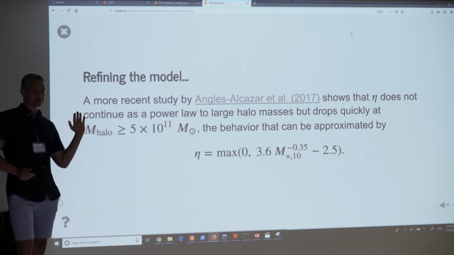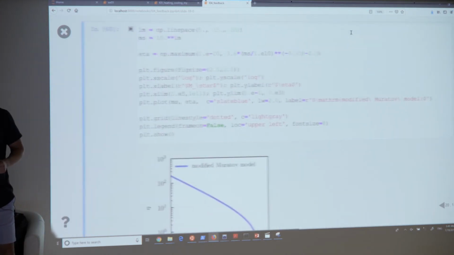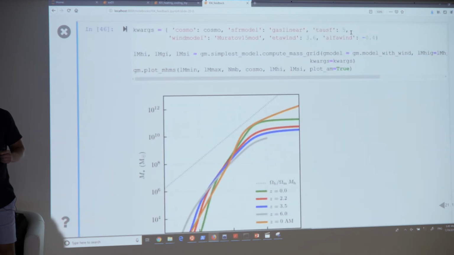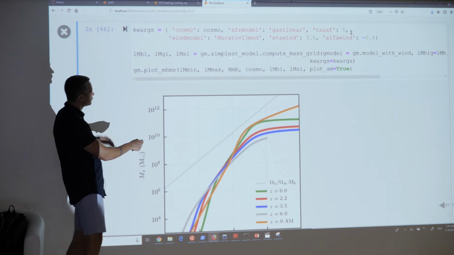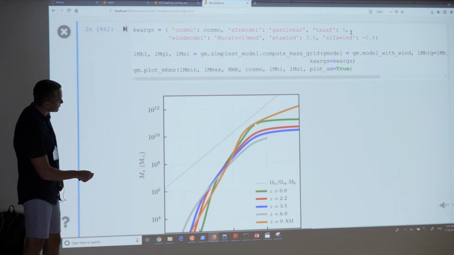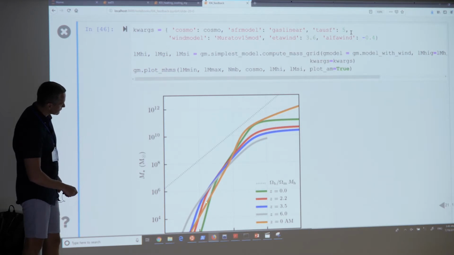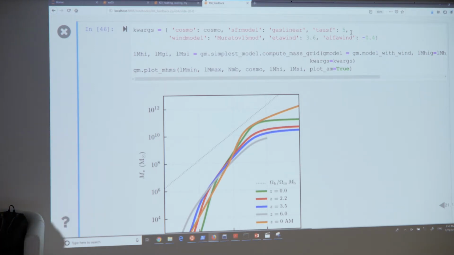And for this model, if you run it, this model is implemented as, it's called Muratov 15 modified. So it's pretty much a power law, but cuts off at high masses. And if you run it, this green line now traces the orange line pretty much across most of the small mass regime. So the model can be easily refined to give a pretty good match to the simulations.